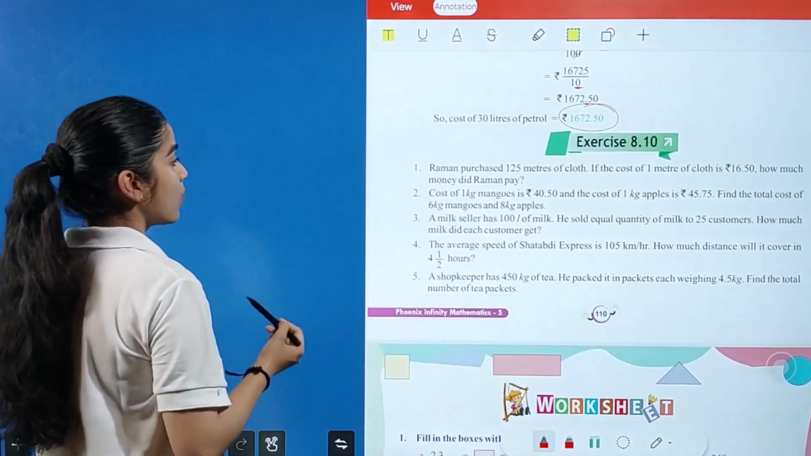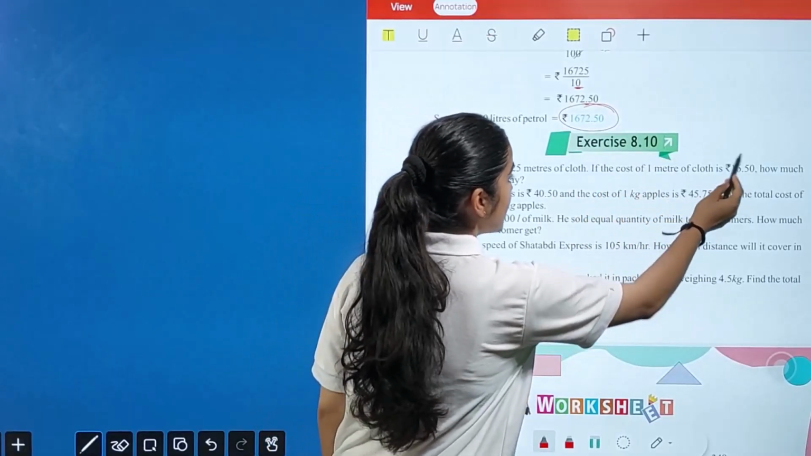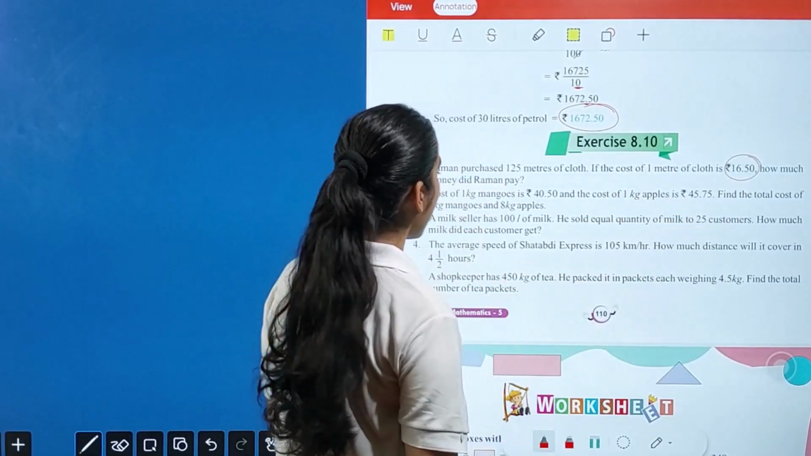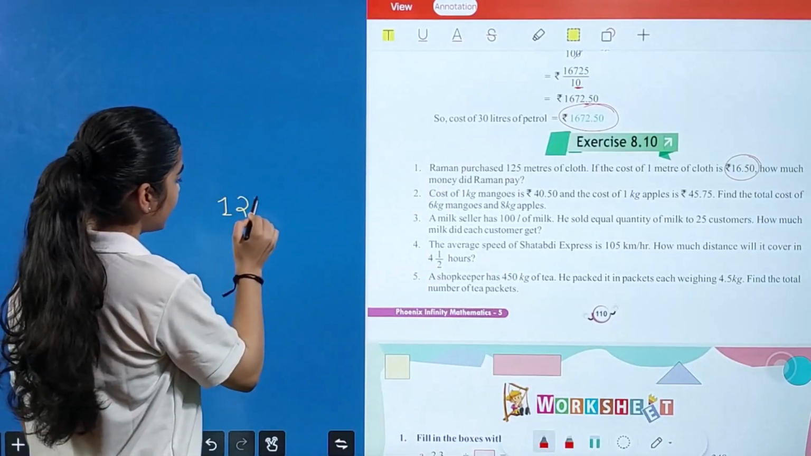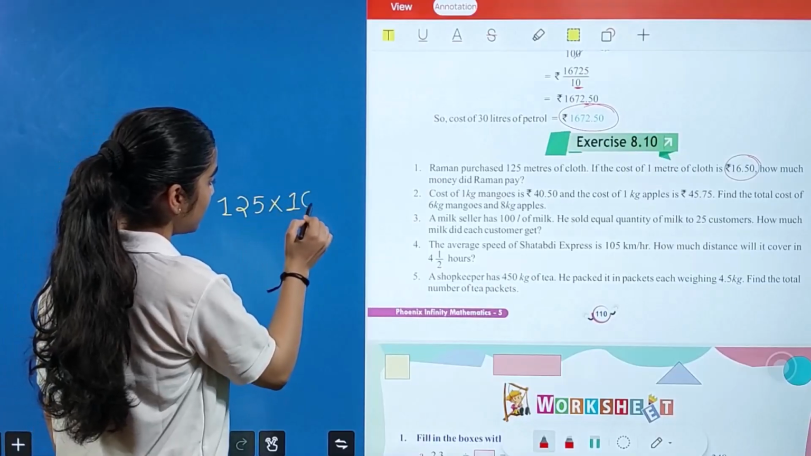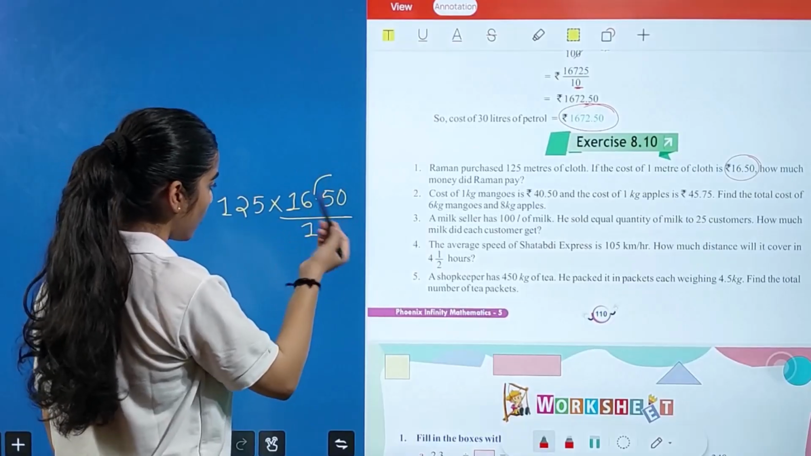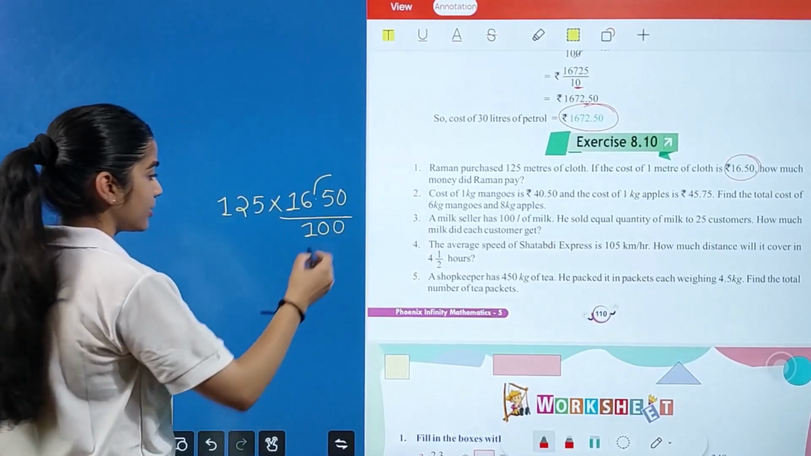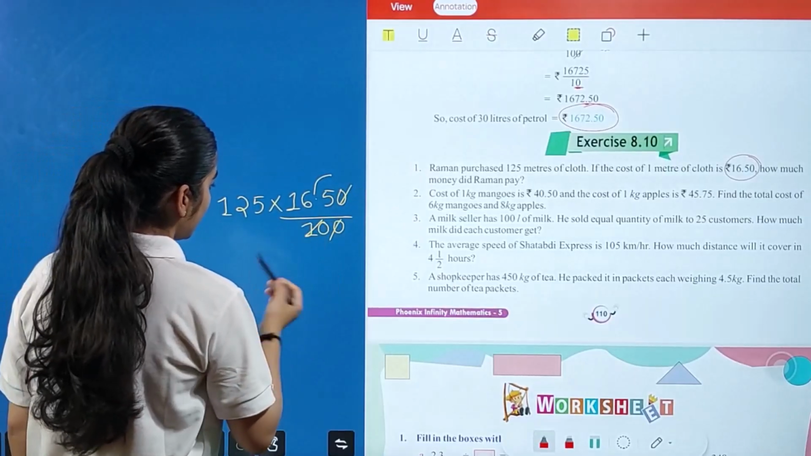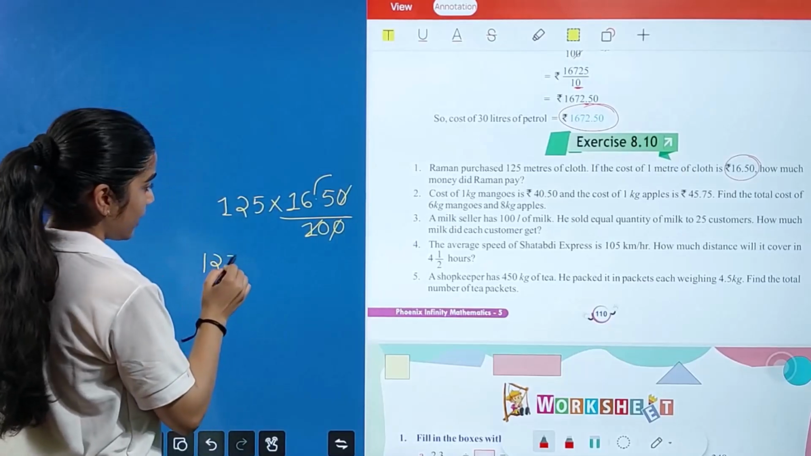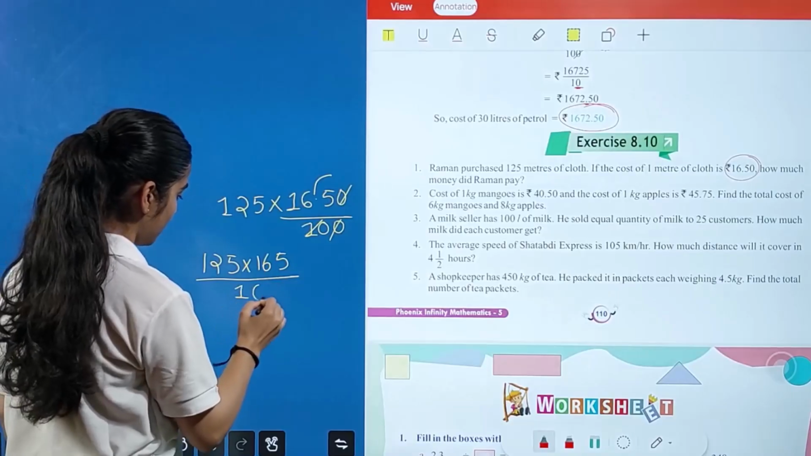Now we have our exercise 8.10. Raman purchased 125 meters of cloth. If the cost of 1 meter of cloth is 16.50, how much money did Raman pay? So 125 multiplied by 16.50. First you have to remove your point. Here we have 100. 0 is cancelled out with 0. First we multiply 125 by 165, and then you can simply put a point here.